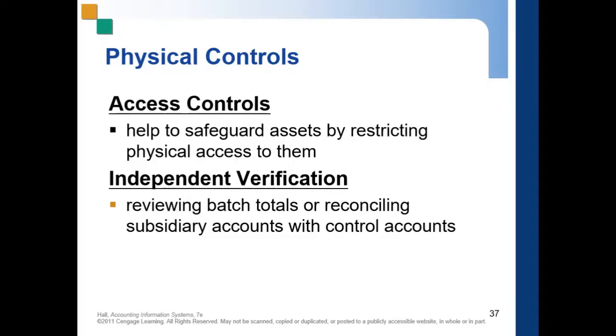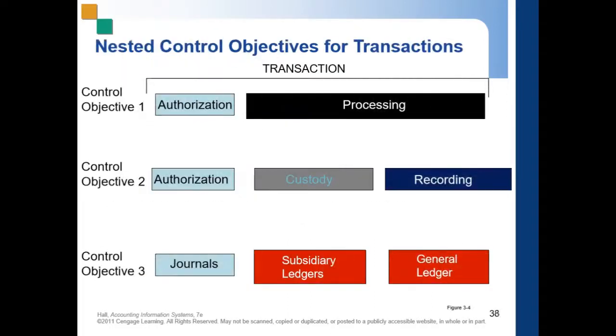So, independent verification can be done by a third party, in the form of auditors. They review batch totals or reconcile subsidiary accounts with control accounts. Through independent verification procedures, management can assess the performance of individuals, the integrity of the transaction processing system, and the correctness of data contained in accounting records.